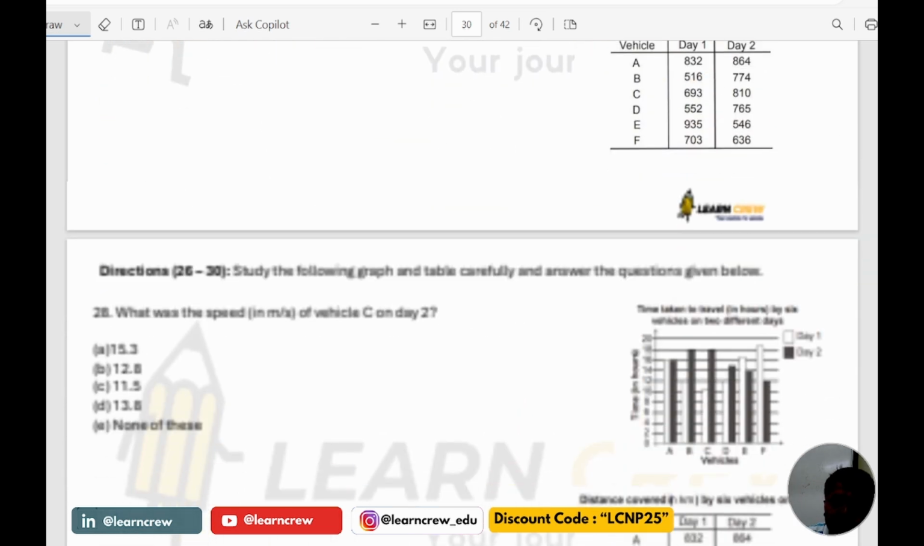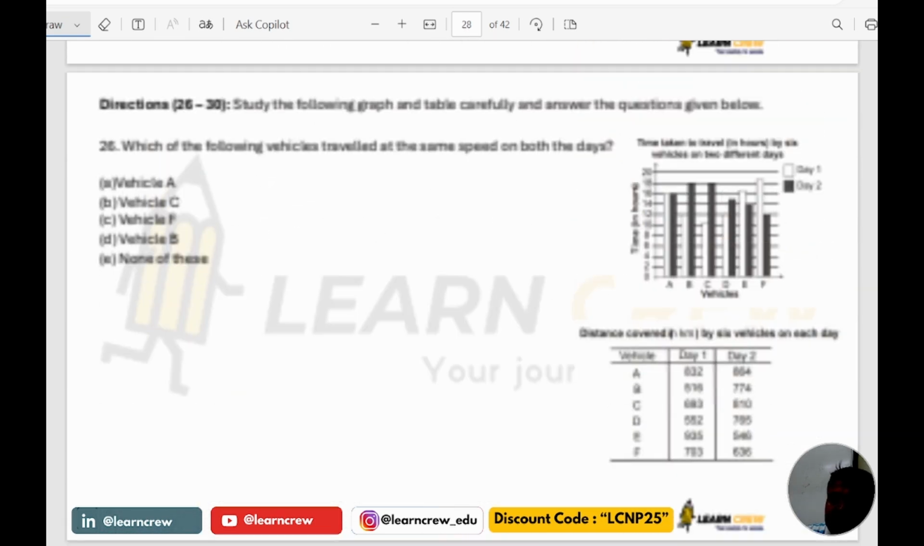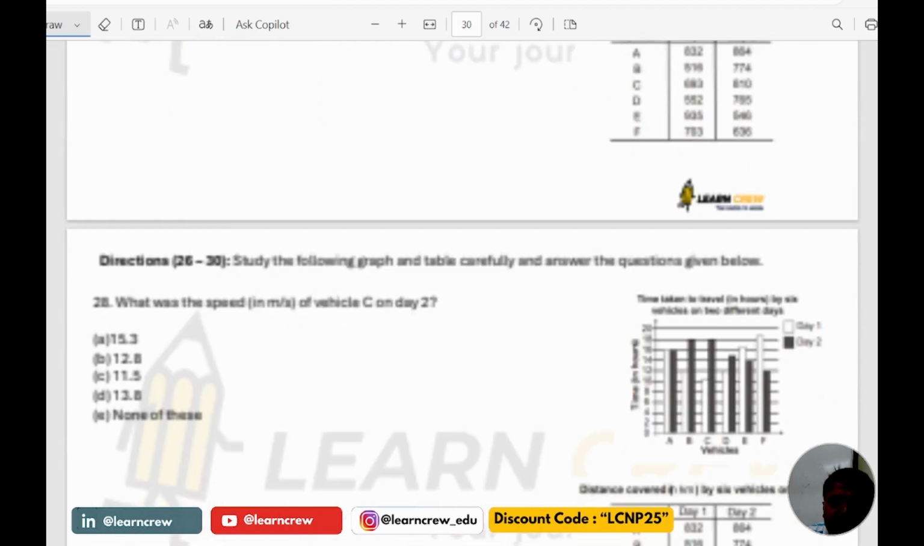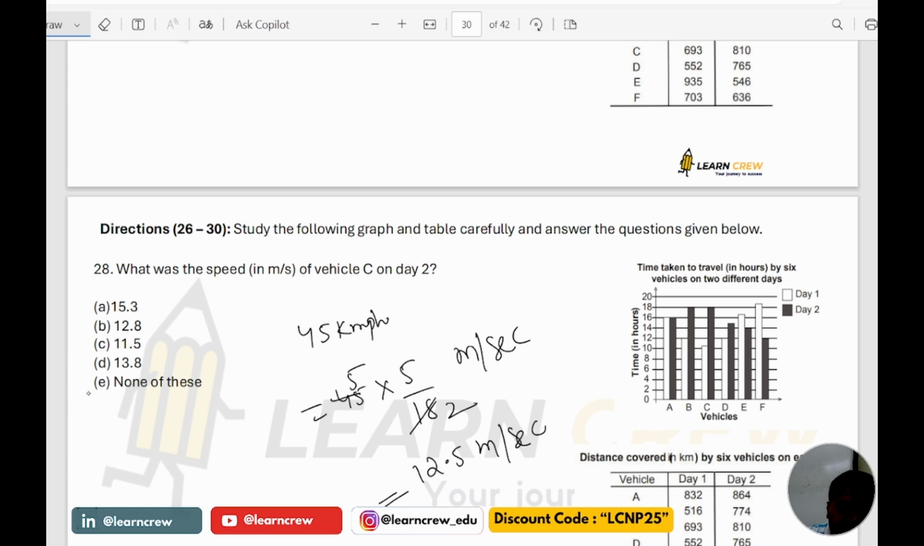Next. What was the speed of vehicle C on day 2? We already calculated everything here. C on day 2 is 45 kilometers per hour. We have to find this in meters per second. For that we multiply by 5 by 18. 9 2s are 18, 5 5s are 25, so 25 by 2, which is 12.5 meters per second. So the answer is none of these.